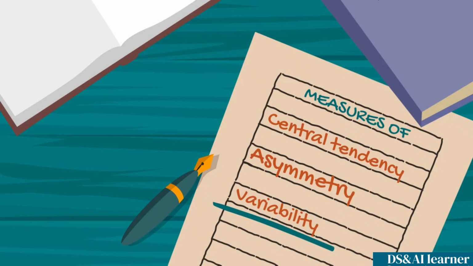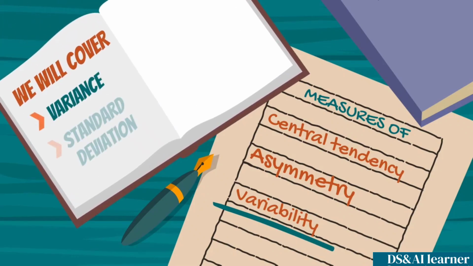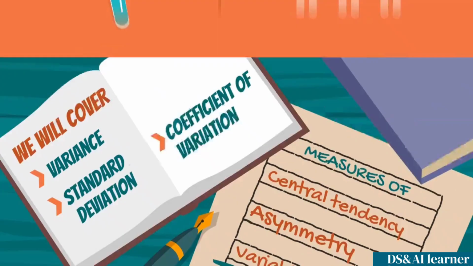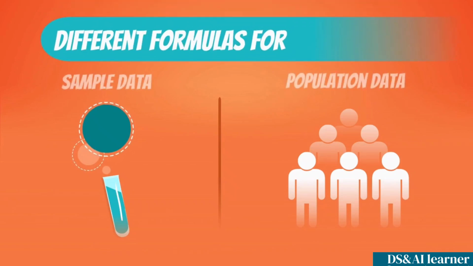Ways to quantify variability. However, we will focus on the most common ones: variance, standard deviation, and coefficient of variation. In the field of statistics, we will typically use different formulas when working with population data and sample data. Let's think about this for a bit.